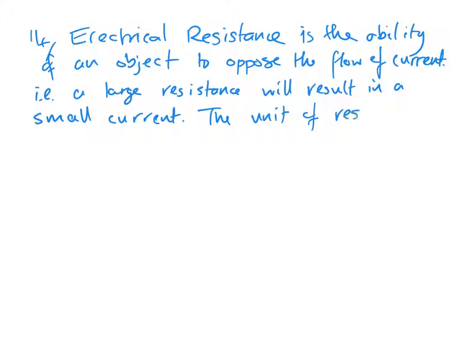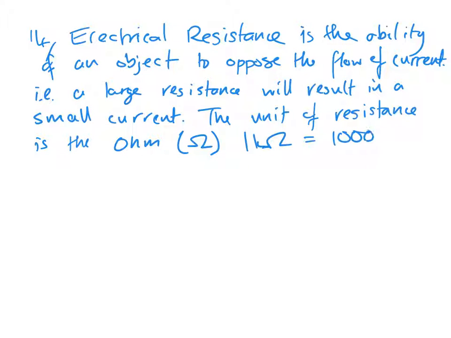And the unit of resistance is the ohm, OHM. And does anyone recognize that Greek letter that's used to abbreviate it? 1 kilo ohm equals 1,000 ohms, so you will need to use that at times. To 15.